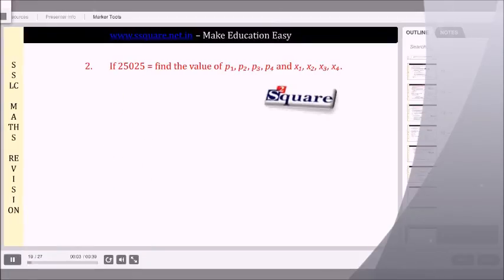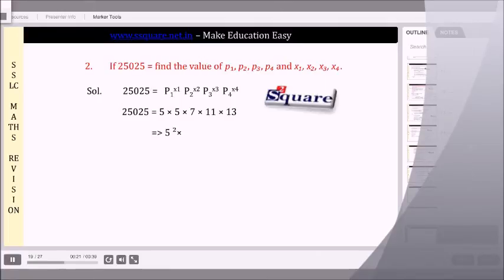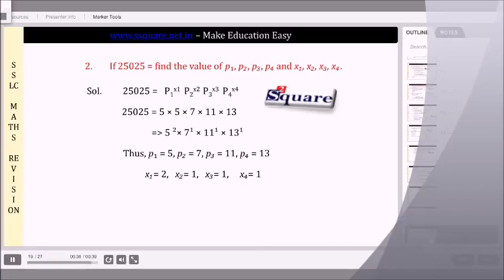Next, for the number 25025, find the values of P1, P2, P3, P4 and x1, x2, x3, x4 by using the prime factorization method. 25025 is equal to 5 into 5 into 7 into 11 into 13. So 5 square into 7 to the power of 1 into 11 to the power of 1 into 13 to the power of 1. So P1 is equal to 5, P2 is equal to 7, P3 is equal to 11 and P4 is equal to 13. So x1 is equal to 2, x2 is equal to 1, x3 is equal to 1 and x4 is equal to 1.